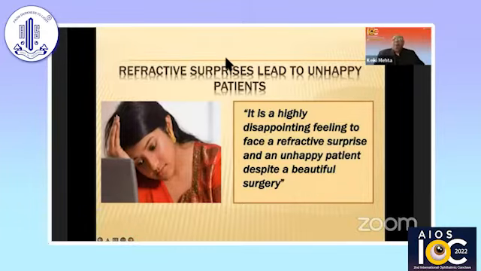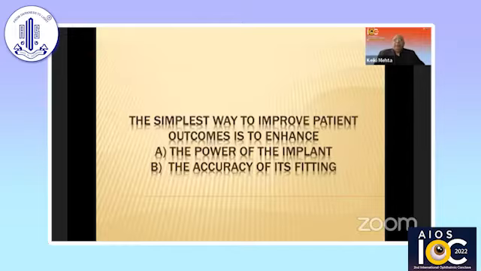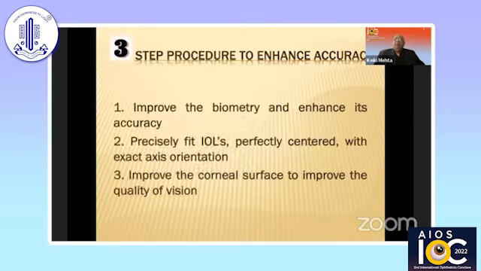Well, one of the big problems we always have is refractive surprises. It was wonderful to have Damien give his talk before mine, because a lot of the talk which I'm going to do is dependent on the work which he has done. One of the easiest ways to improve patient outcome is to enhance the accuracy of the implant and the accuracy of its fitting. Once we do those two things, we can improve the accuracy of what we want to do. So the first step: improve the biometry, fit IOLs properly, and most important of all, something we ignore all the time, improve the corneal surface.